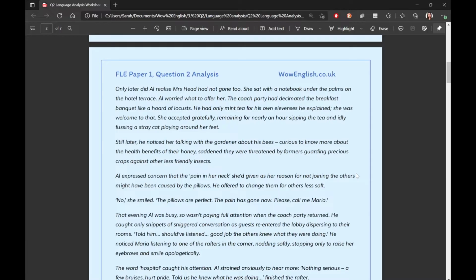Al expressed concern that the pain in her neck she'd given as a reason for not joining the others might have been caused by the pillows. He offered to change them for others less soft. "No," she smiled. "The pillows are perfect. The pain has gone now.